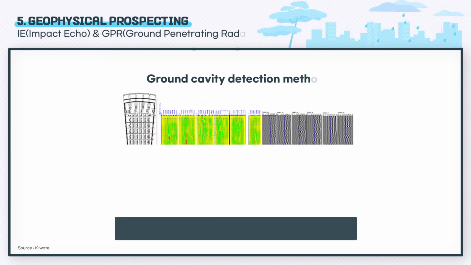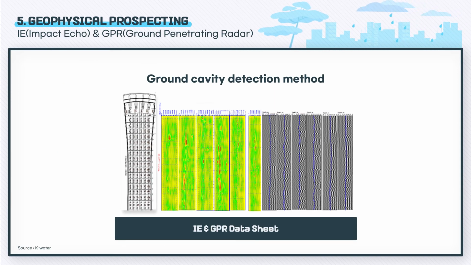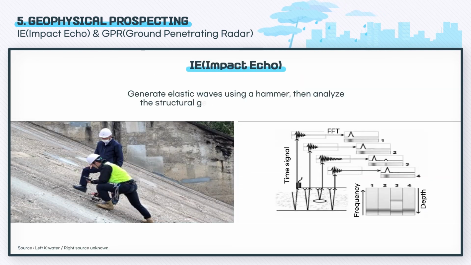To determine the internal cavity of structures, and the debonding or delamination between structures and connecting grounds, IE exploration or GPR exploration methods can be applied. IE exploration sends elastic waves to the ground by hitting the Earth's surface with a hammer to determine the position of cavities and the thickness of structures using the properties of reflection and resonation of boundary surfaces.